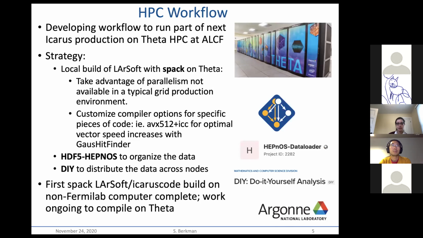So in order to take advantage of this and other developments like this, we are developing a workflow to run part of the next ICARUS production on the Theta HPC at Argonne National Lab. And here our strategy is to do a local build of LArSoft at Theta with Spack. This will allow us to take advantage of the parallelism not available in a typical grid production environment, and also to customize the compiler options for specific pieces of code, such as the combination of AVX512 and ICC with the Gauss hit finder. We will use HDF5 and HEPnOS to organize the data and DIY to distribute across the nodes. At this point, we have the first Spack LArSoft ICARUS code build on a non-Fermilab computer complete, and work is ongoing to compile on Theta.